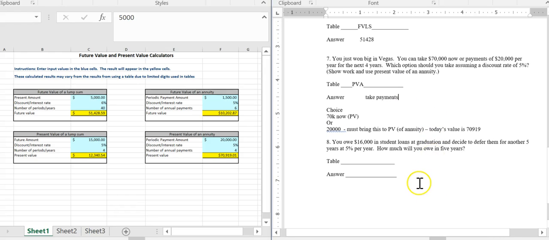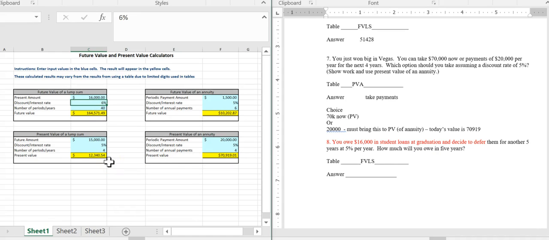And the last problem here for sample homework is you owe $16,000 in student loans and you decide to defer. Defer meaning you're not going to pay them. You're going to put them off for another 5 years at 5%. Well, this is a very common theme among college students: you can't pay them yet, so you go back to school and take a couple classes and you defer your student loans. Unfortunately, the interest still accumulates on these loans. So what we're going to see is how much will I owe in 5 years? So that's future value. I deferred a lump sum, not an annuity stream. So let's see how much I'll owe.